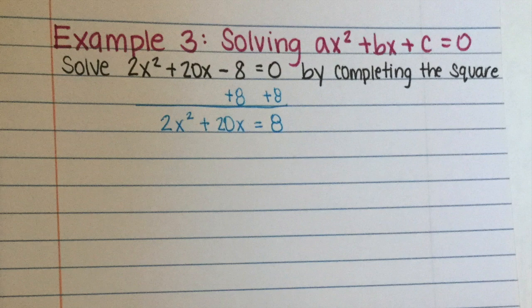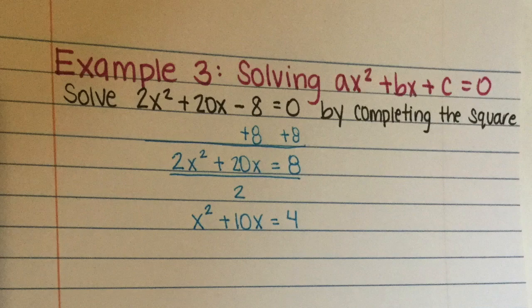Remember that your first step, you always want to get the constant by itself, the number alone, on the right side, and then have all the x squared and x terms on the left side. So what I did here was add 8 to both sides, which left me with 2x squared plus 20x is equal to 8. And once it is in this form, we're able to go on with completing the square.